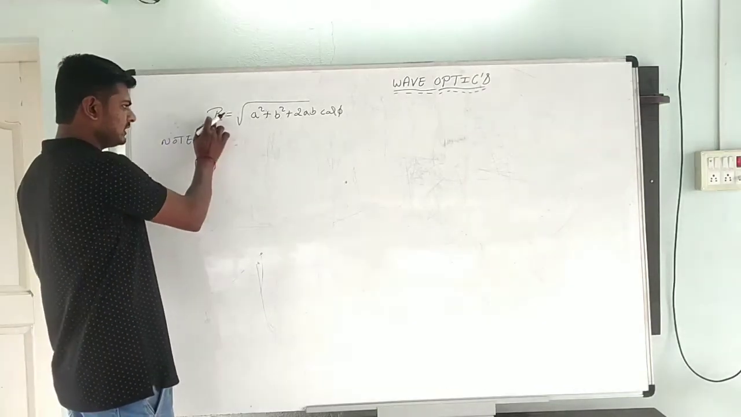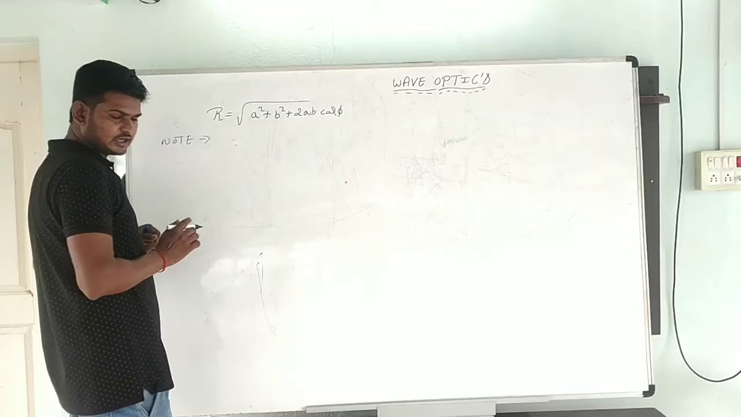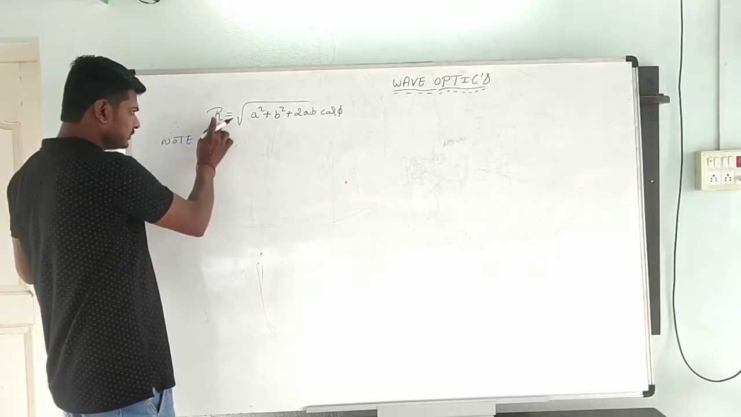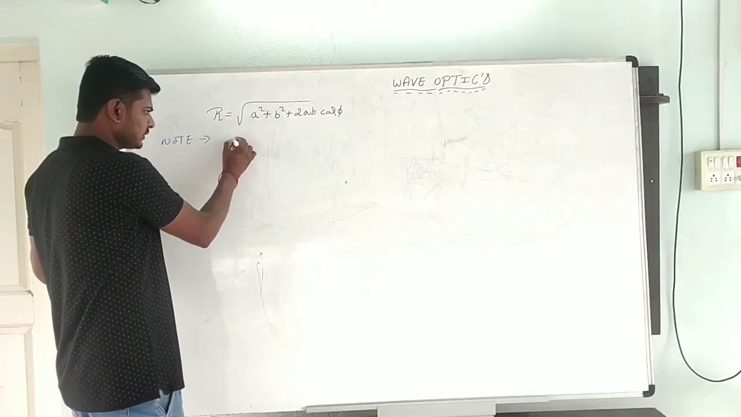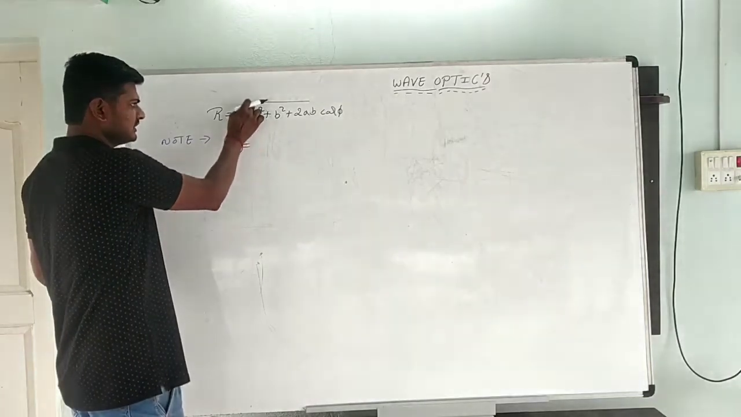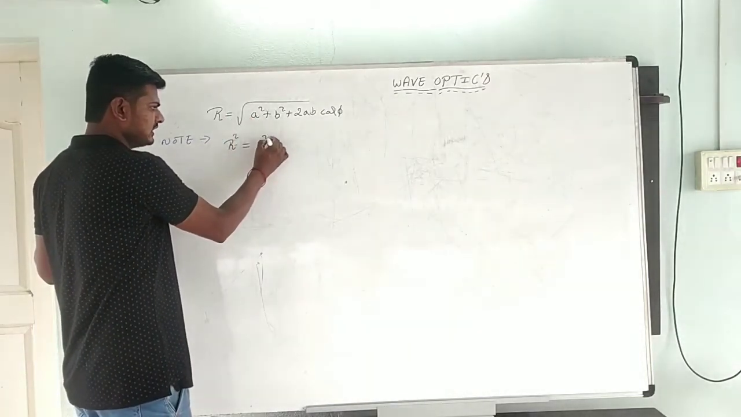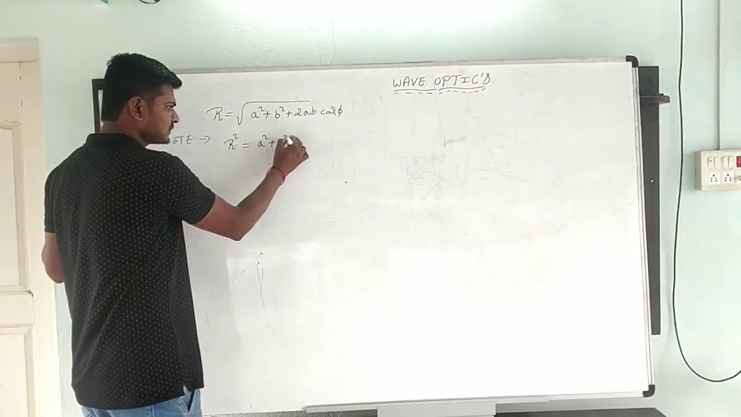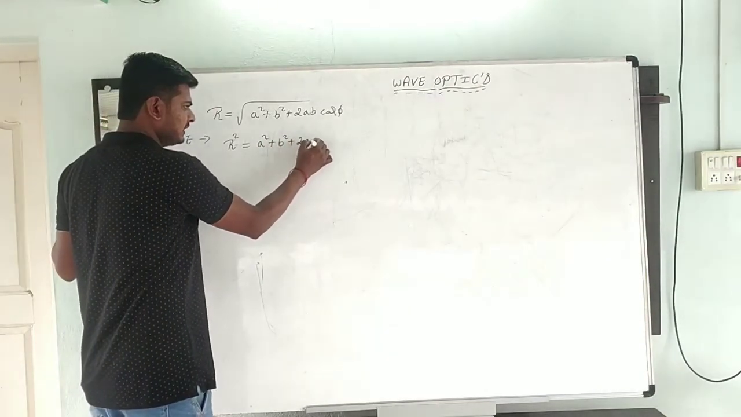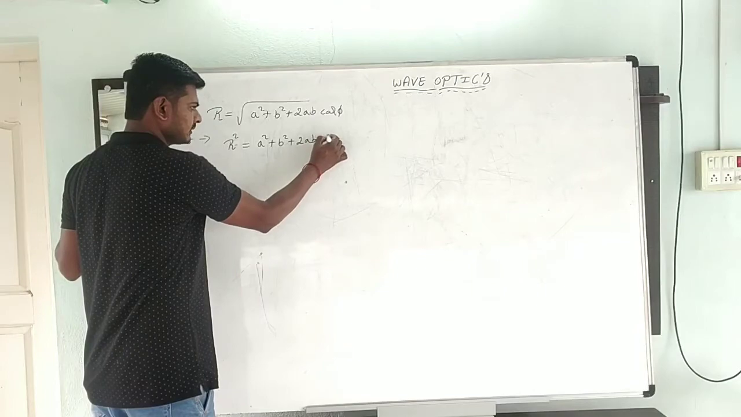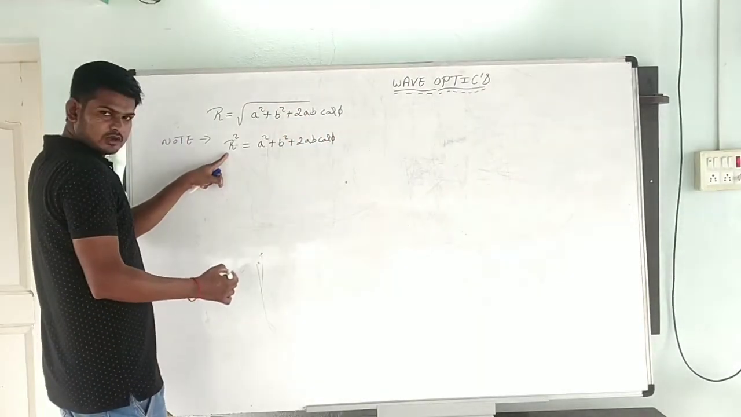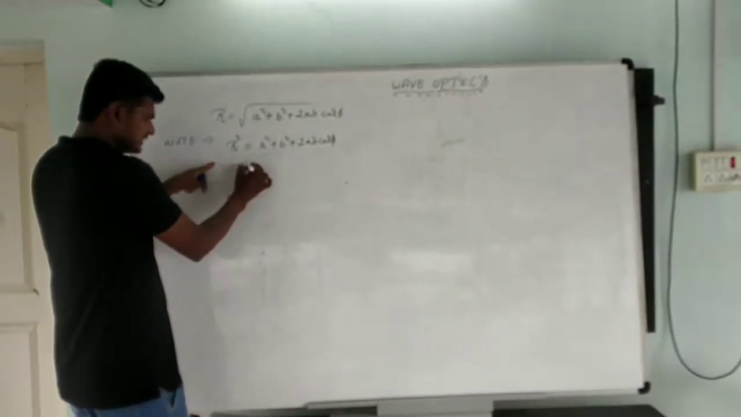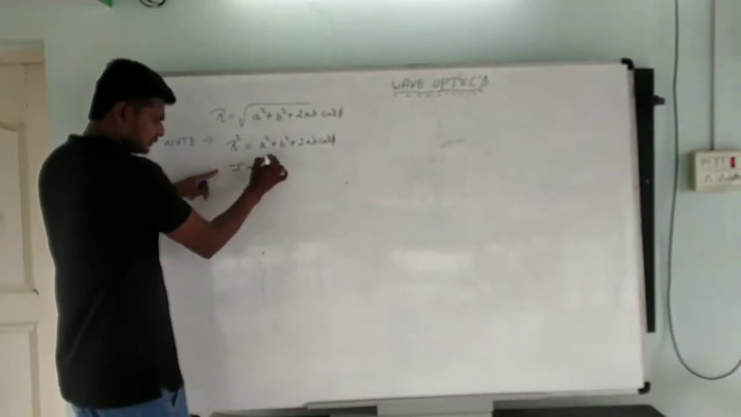Now, simple. Already we know that intensity is directly proportional to the square of the amplitude. That's why I am going to square this equation on both sides. When squaring both sides, R square equals A square plus B square plus 2AB cos phi, since the square and square root cancel. R square means intensity, which is directly proportional to the square of the amplitude.